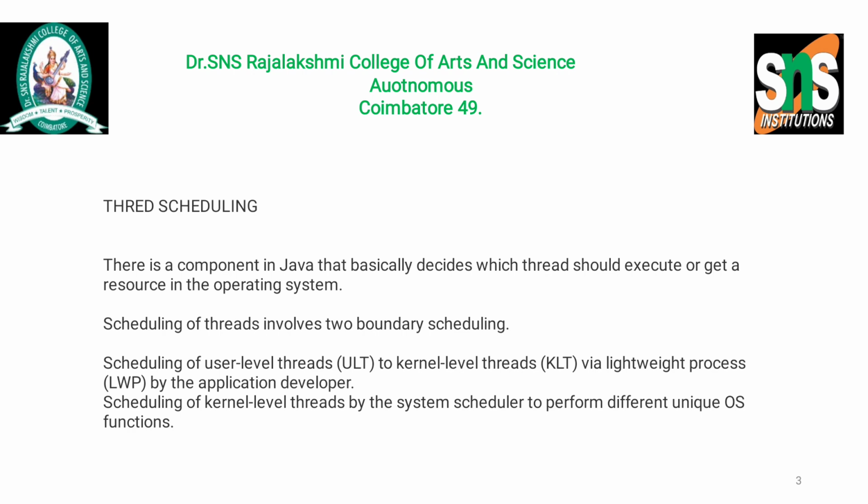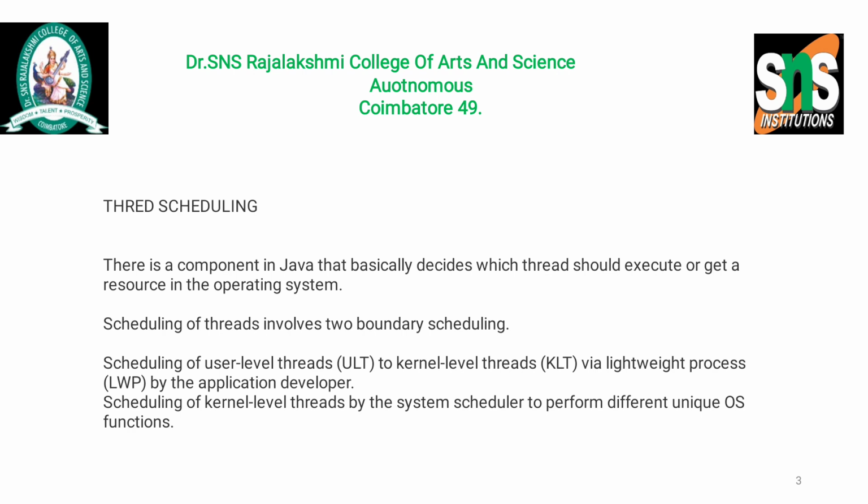The scheduling of threads involves two boundary scheduling. The first one is scheduling of user level threads. Already we know about two types of threads available in thread concepts: user level and kernel level threads. The user level thread can be created and executed by the user, but kernel level threads are totally created and executed by the operating system. Here is the scheduling of user level thread to kernel level thread via lightweight process by an application developer.